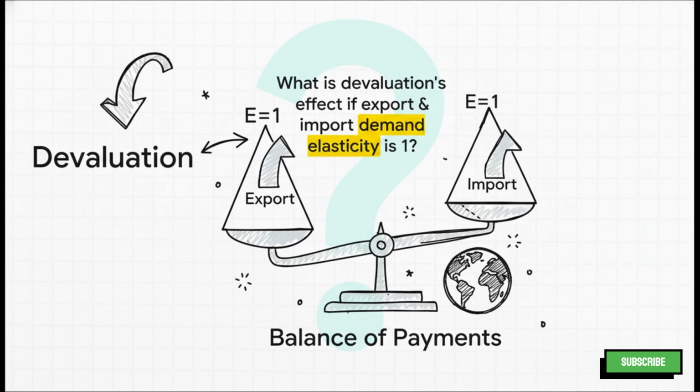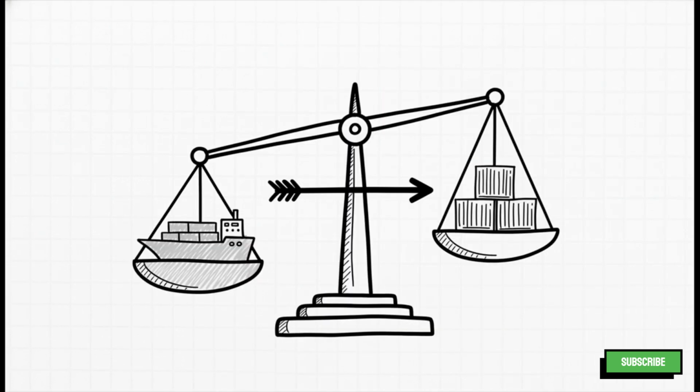This one's on devaluation, a really popular topic for exams. The question asks, if the demand elasticity for both exports and imports is exactly 1, what happens to the balance of payments after devaluation? In this specific case, the balance of payments will be completely unaffected.